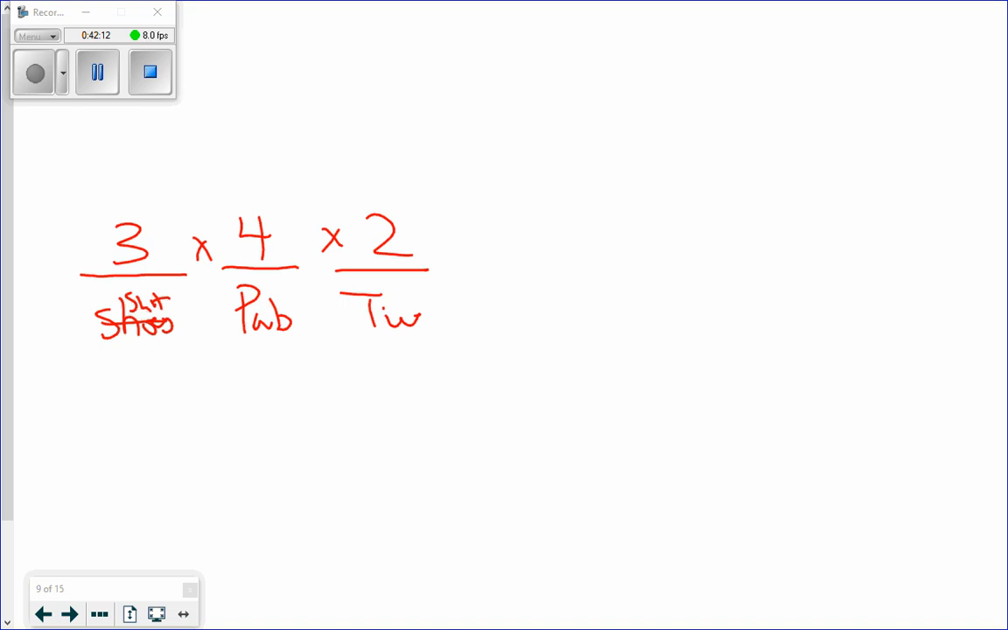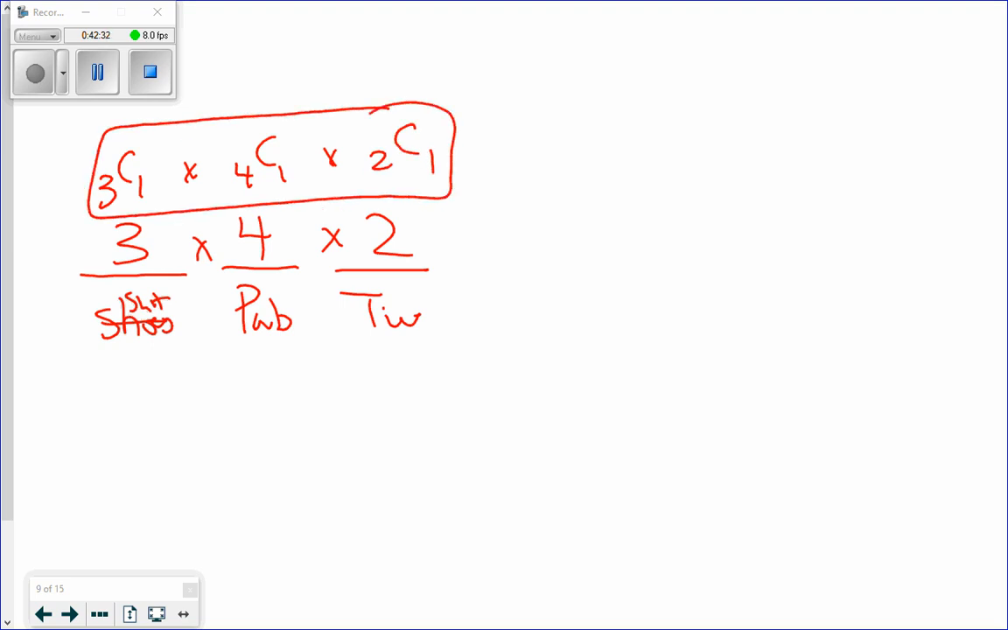Now, if you want to think of this as a selecting question, does it matter if I select my pants first, then my shirt, then my tie? Does it matter what order I select them in? No, because I can end up with the same outfit. So if you want to think of it as a select question, you would do it like this. This and this have the same answer.